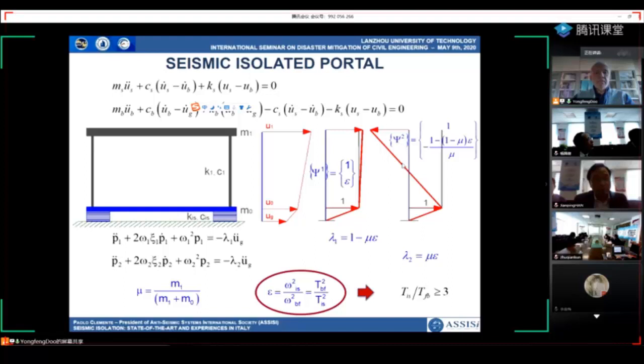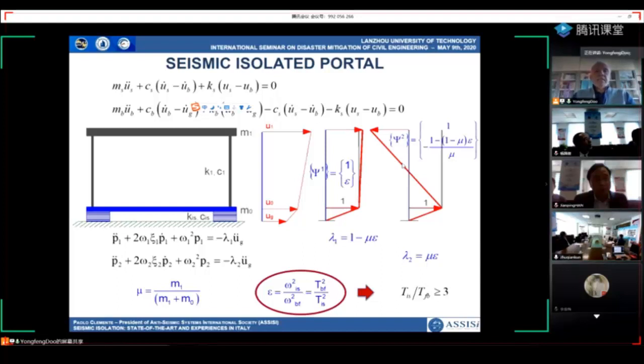I hope you can see the entire screen, or not? Yes, yeah, we can see the screen. Okay, maybe it's better like this. Okay.